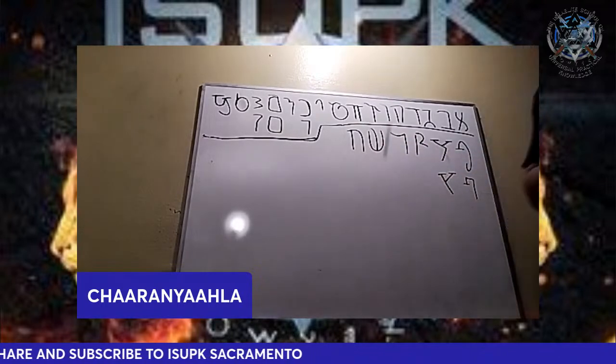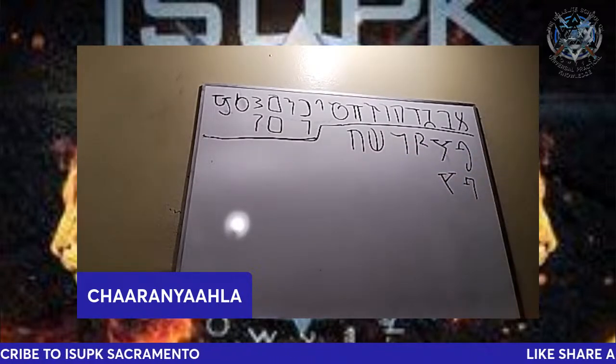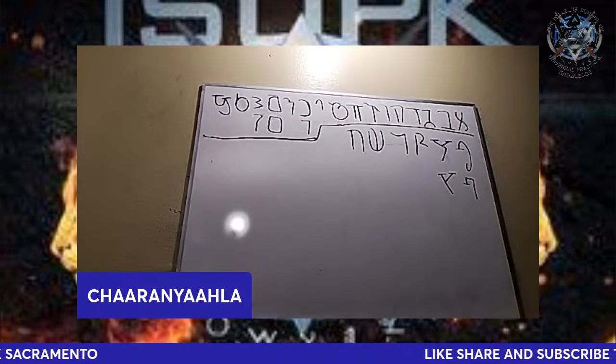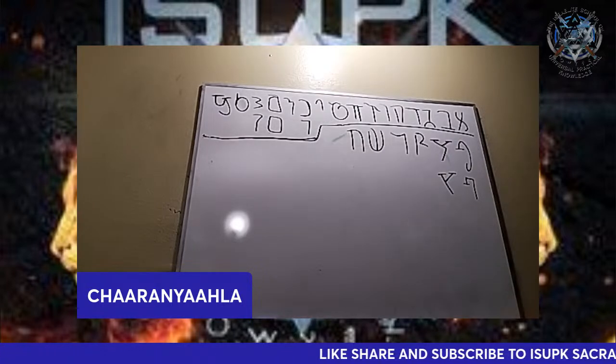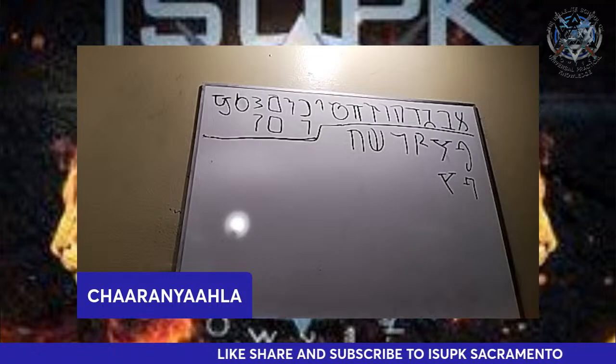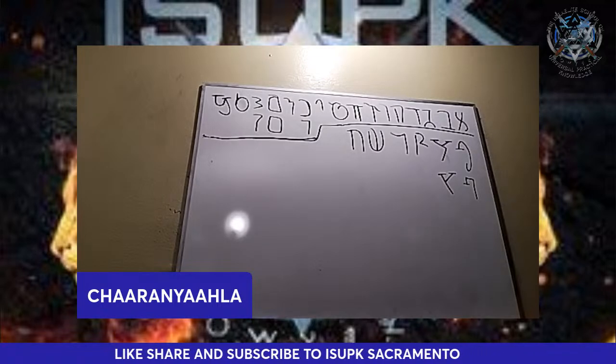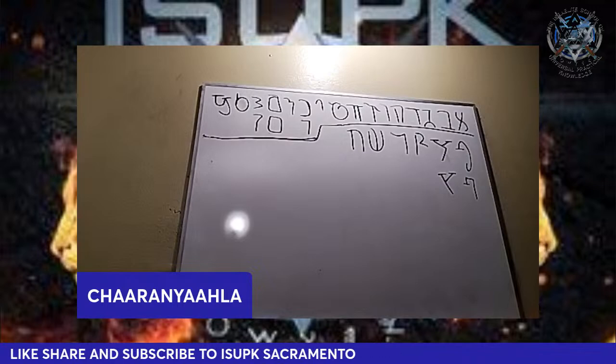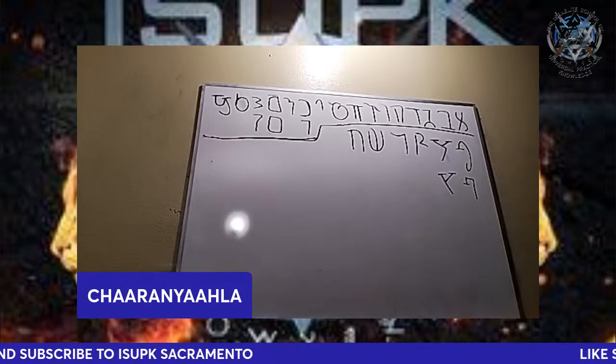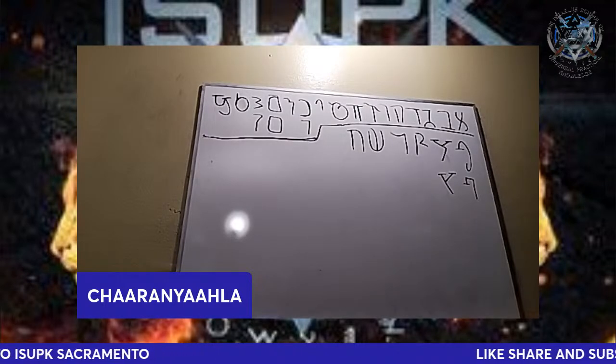So once again: a, ba, ga, da, ha, wa, za, ka, ta, ya, ka, la, ma, na, sa, i, pa, taza, kwa, ra, sha, and fa.